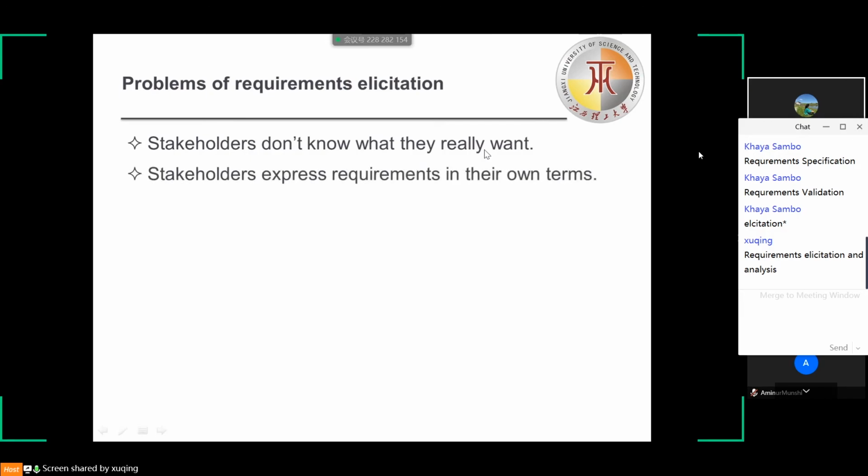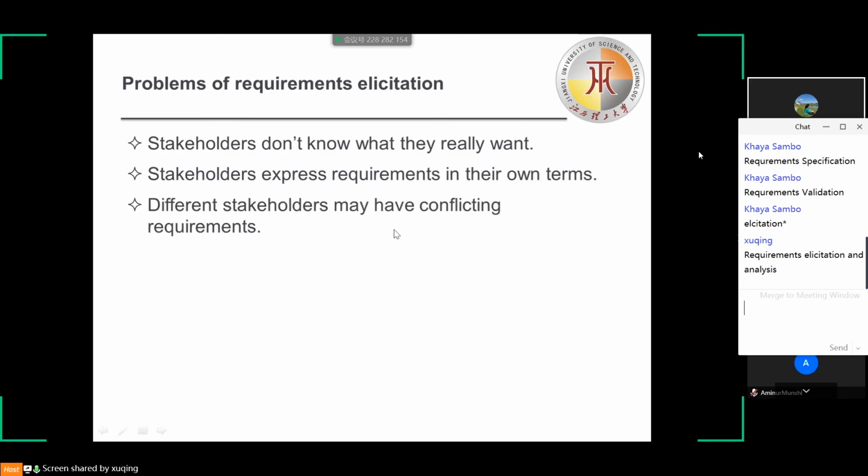The second reason is that stakeholders express requirements in their own terms. Stakeholders in a system naturally express requirements in their own terms and with implicit knowledge of their own work. For us, requirements engineers, we don't have experience in the customer's domain, and we may not understand these requirements they expressed in their own terms.